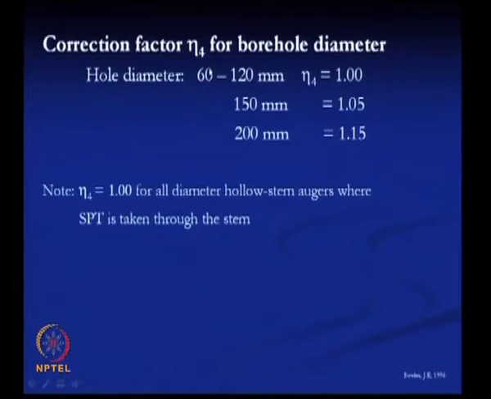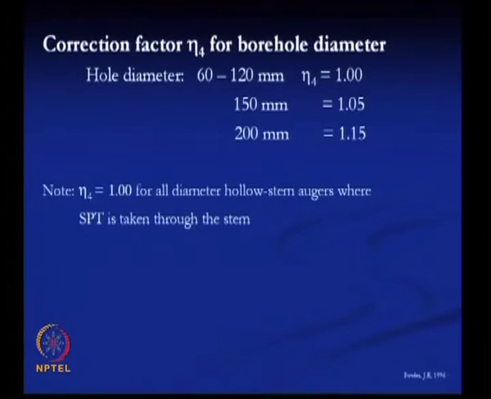Now, similarly for the correction for the borehole diameter, we can use a different borehole diameter, so we have to apply some correction for different borehole diameters. If this diameter varies from 60 to 120 millimeter, then this correction factor is 1, and if this diameter is 150 millimeter, then this correction factor is 1.05. For 200 millimeter, this is 1.15. Now, this factor is equal to 1 for all diameter hollow stem auger where the SPT is taken through the stem. So, this is another note.